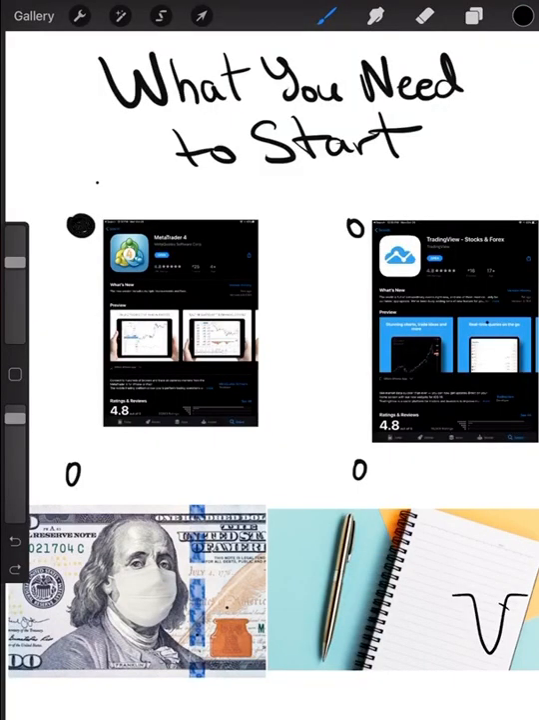Before we even get into it, I'm going to tell you guys what you need to start as far as your applications and everything. The first thing is MetaTrader 4. The next one is TradingView. These are both apps you can find on the App Store, or if you got a computer, you can download them. TradingView is also a website you can go to. The third thing is Capital.